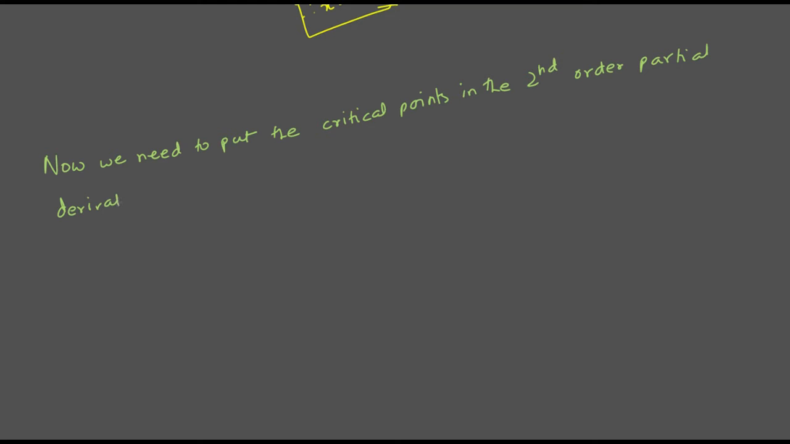Now we need to put the critical points in the second order partial derivative to check the slope, that is, whether it is concave upwards or concave downwards.